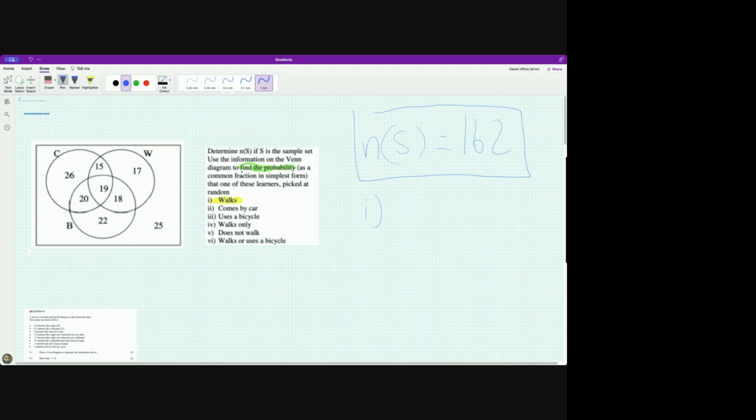So for the first one, walks, how many are there in the circle? It's going to be 15 plus 17 plus 19 plus 18. So there's a 69 out of 162 chance that someone walks to school. Let's do comes by car. I want to see those answers in the chat. What's the chance they come by car?